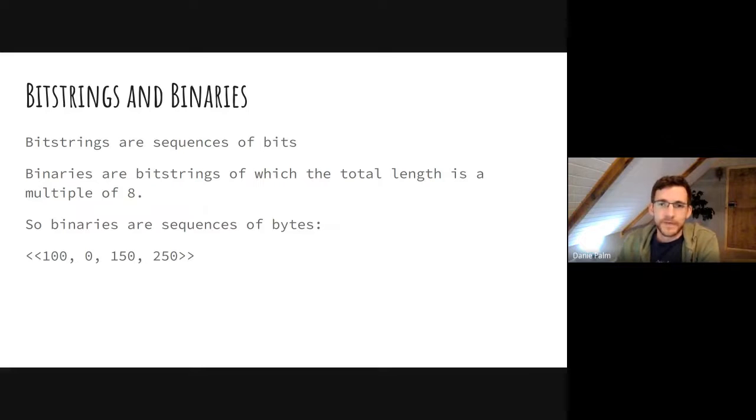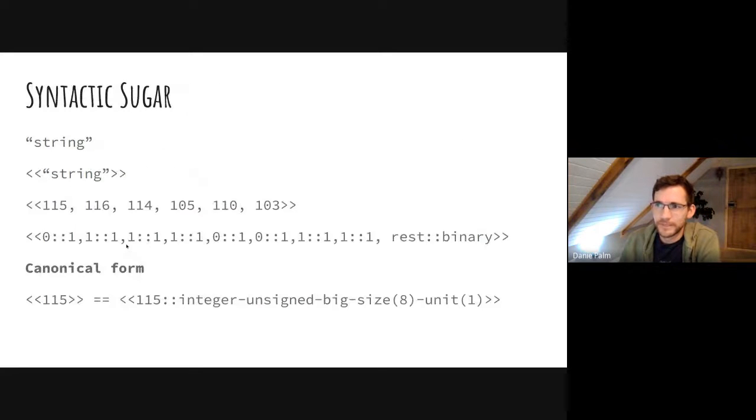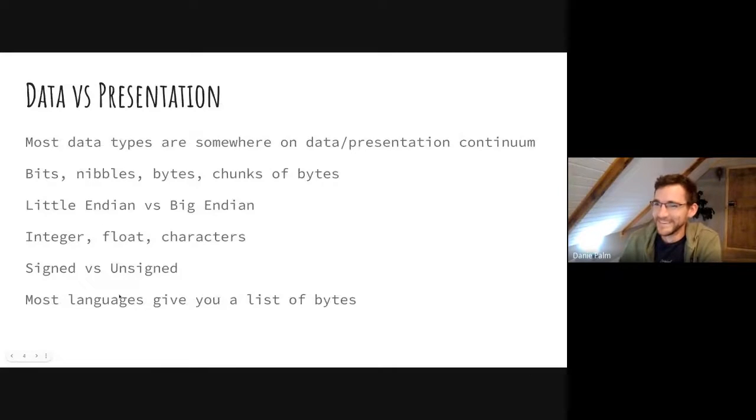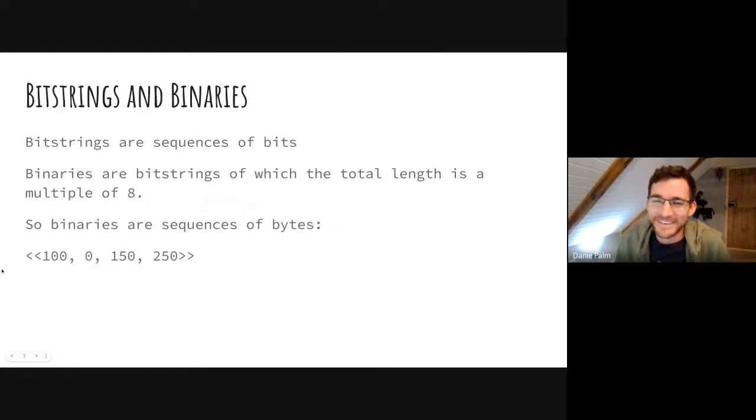So binaries are basically sequences of bytes. It's also sequences of bits, but of bytes. I don't know if you can see my mouse. Yeah, now we can. I'm trying to point. Anyway, this is what a binary looks like. You use these angular brackets, and then you just have a sequence of bytes in there.